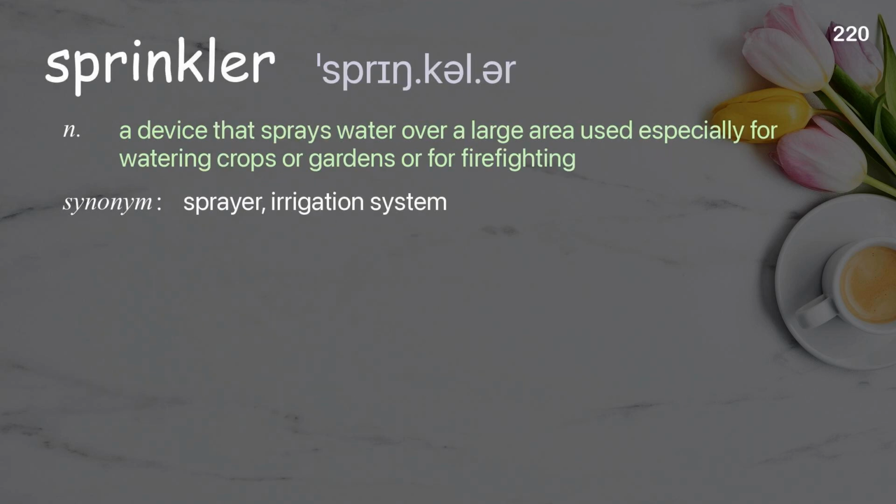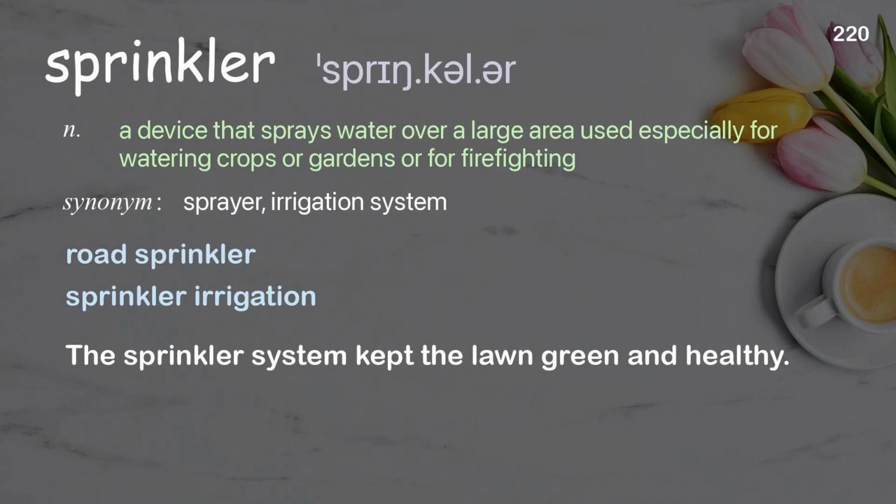Sprinkler. A device that sprays water over a large area used especially for watering crops or gardens or for firefighting. Examples. Road sprinkler. Sprinkler irrigation. The sprinkler system kept the lawn green and healthy.